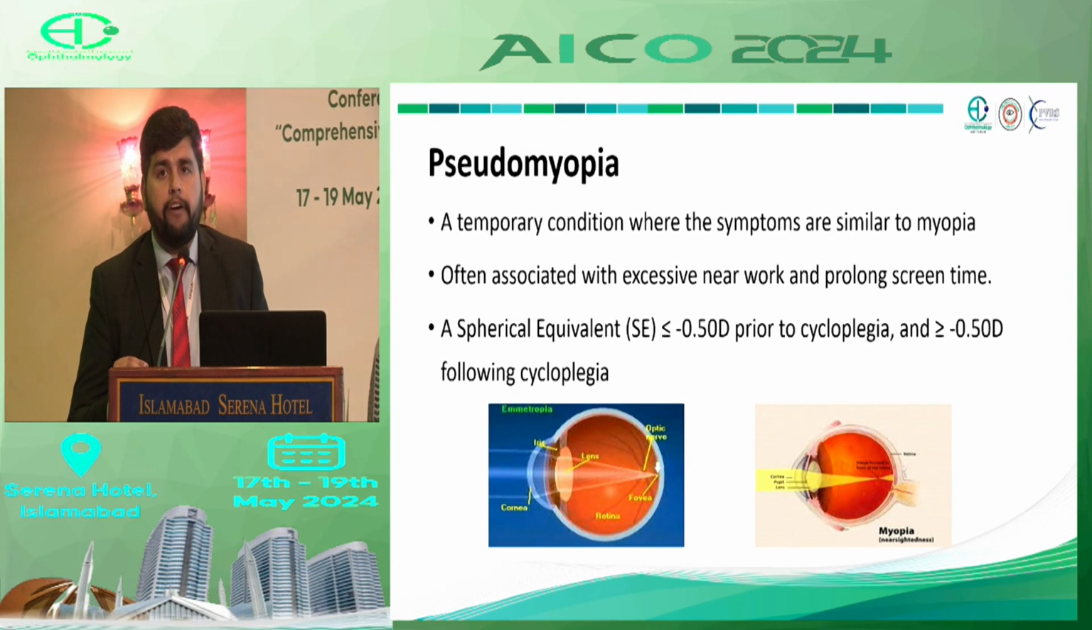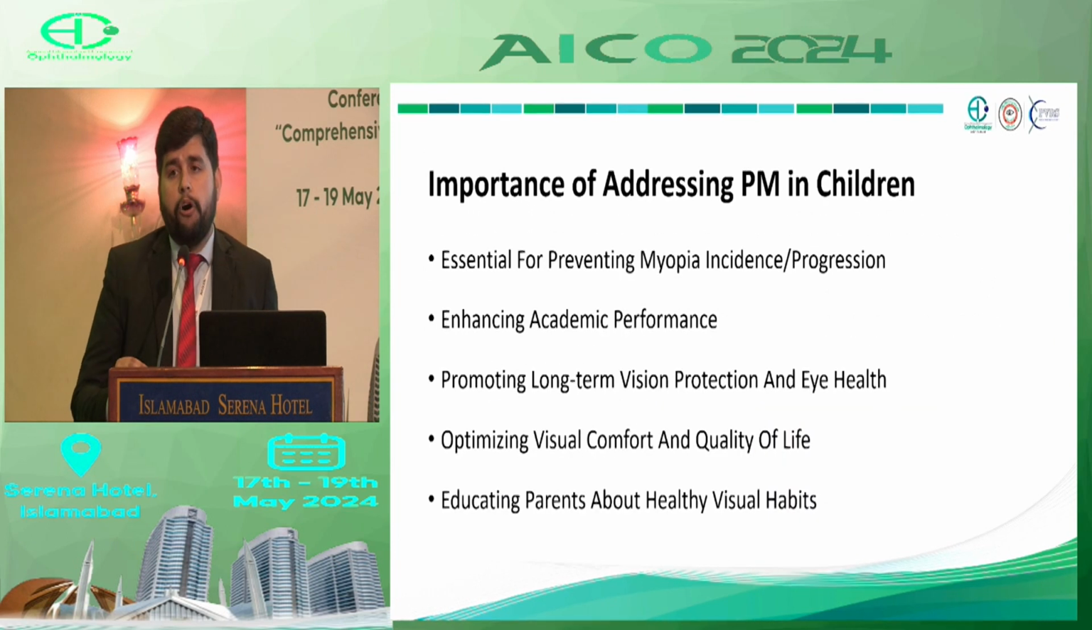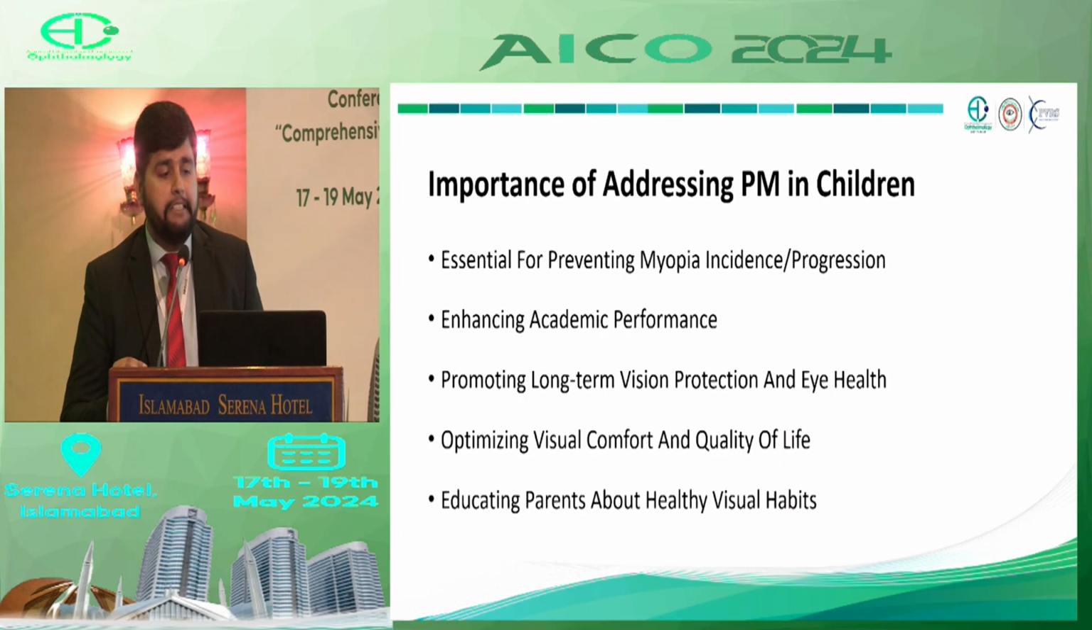If we technically define pseudomyopia, it is a condition in which the spherical equivalent refractive error is less than minus 0.5 diopter prior to cycloplegia, and greater than or equal to minus 0.5 diopter following the cycloplegic refraction. Why is it important to address pseudomyopia in children?